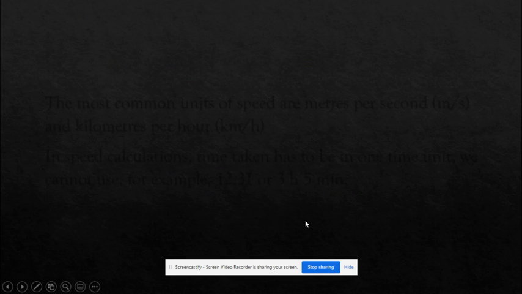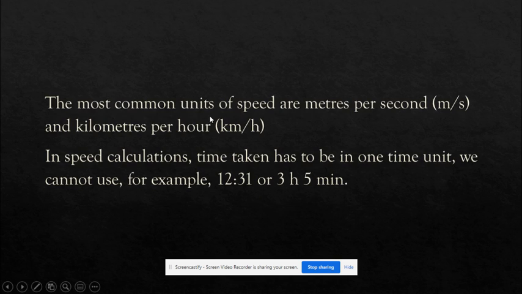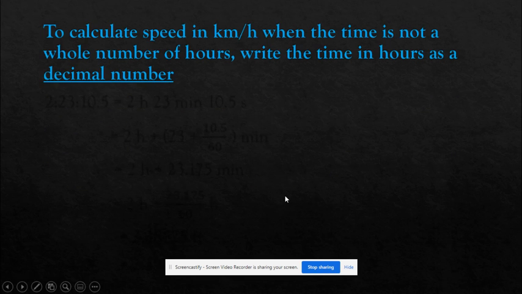Now, things that we've got to remember. The most common units of speed are meters per second, which would be m/s, and kilometers per hour. Those two get used the most, so make sure you write them properly. In speed calculations, time taken has to be 1 time unit. We can't use, like, 3 hours, 5 minutes. You've got to use one way or the other, one format or the other.